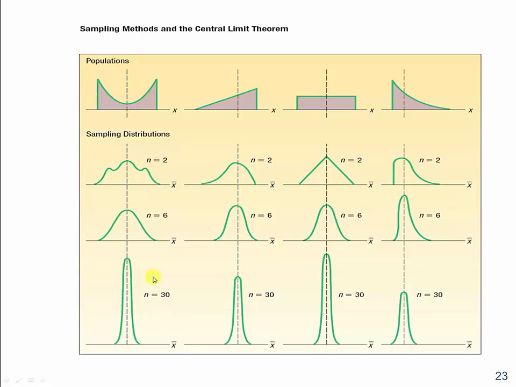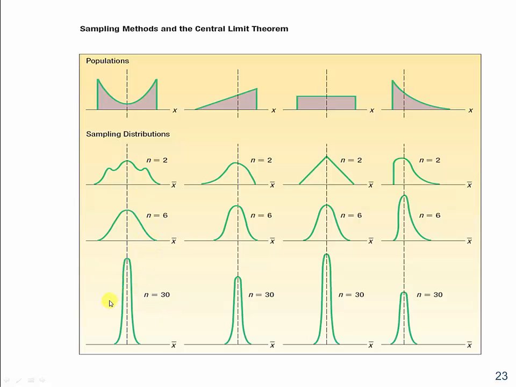Now the point here is that if these are the population, the shaded areas up here are all our population. That's what the real population data is. But if this is an example of what we might see if our population data is shaped like this, bimodal, and we take a sample of 2, it might look something like this, but then as we get to 6 or 30, it'll look closer to a normal distribution.